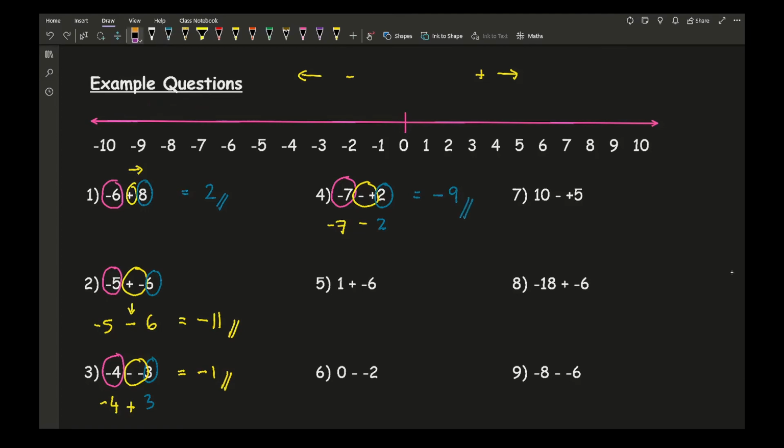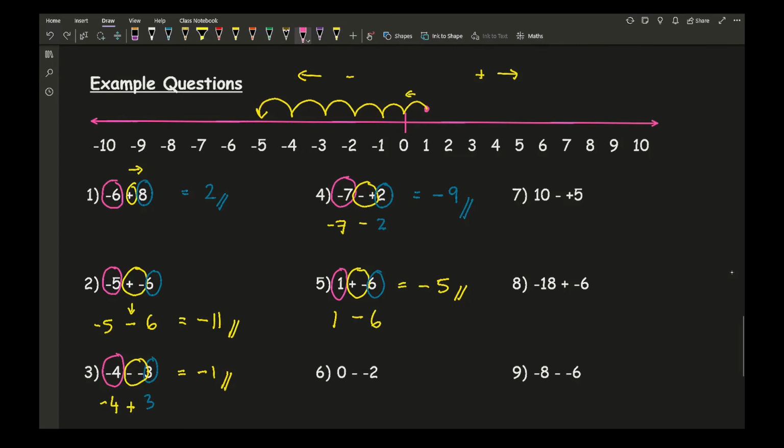Then moving on to example 5. So again, I'm starting at 1. I've got 2 symbols in the middle, and I've got moving it 6 places. So here I'm starting at 1, which is here. And now here I've got 2 symbols in the middle, and they're different, so it's going to be a minus. So it's going to be 1 minus, I'm going to be going in this direction by 6 places. So it's 1, 2, 3, 4, 5, 6. So the answer then is minus 5.